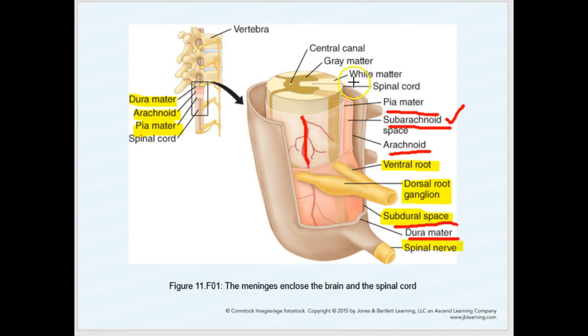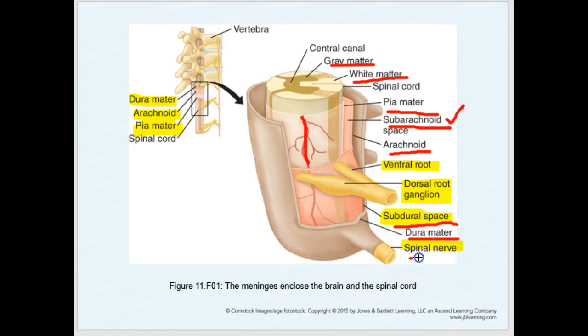Now, we also have white matter and gray matter. I'm just pointing that out because gray matter is collections of cell bodies. This is where we process information. White matter is where we transmit information. Okay, we're going to review that again in the future.